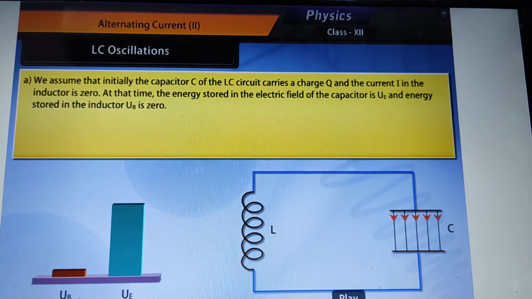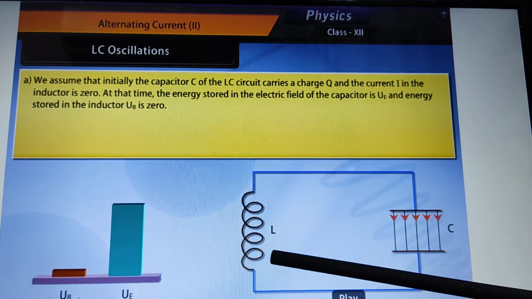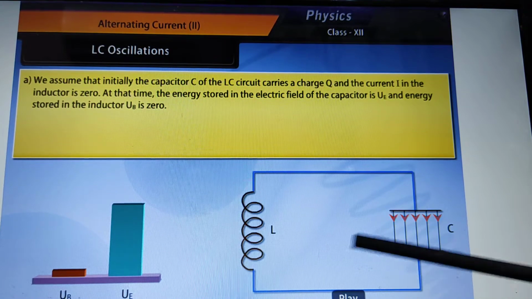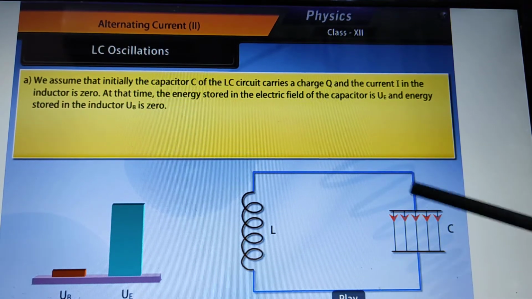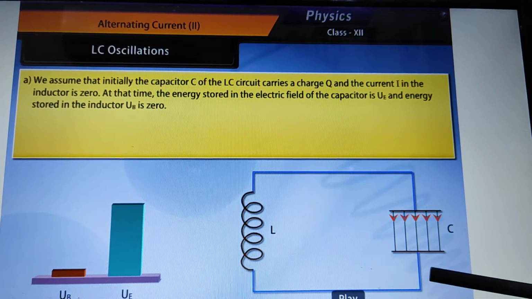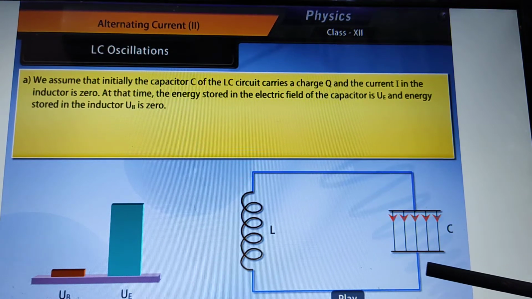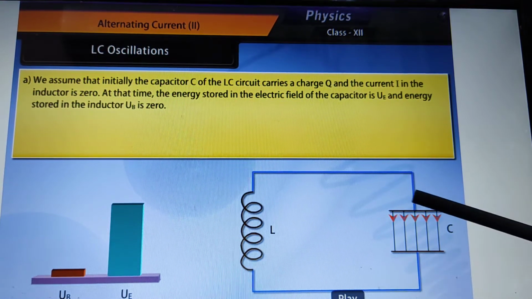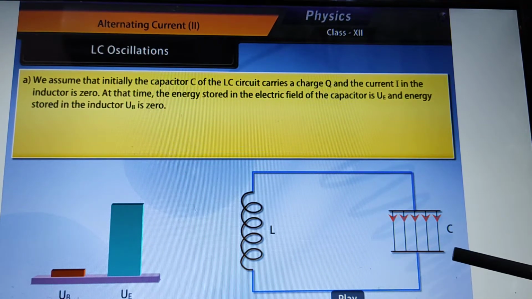So we have to consider a circuit which contains an inductor and a capacitor. The combination of an inductor and a capacitor is considered an LC oscillator. Here we are not connecting any source with these two components. Initially, in the LC oscillator, first of all, we have to charge the capacitor fully.